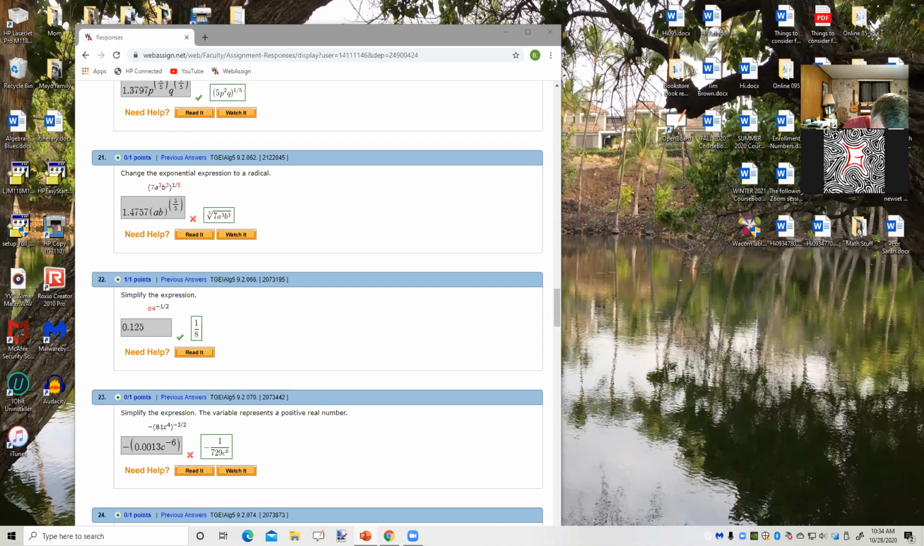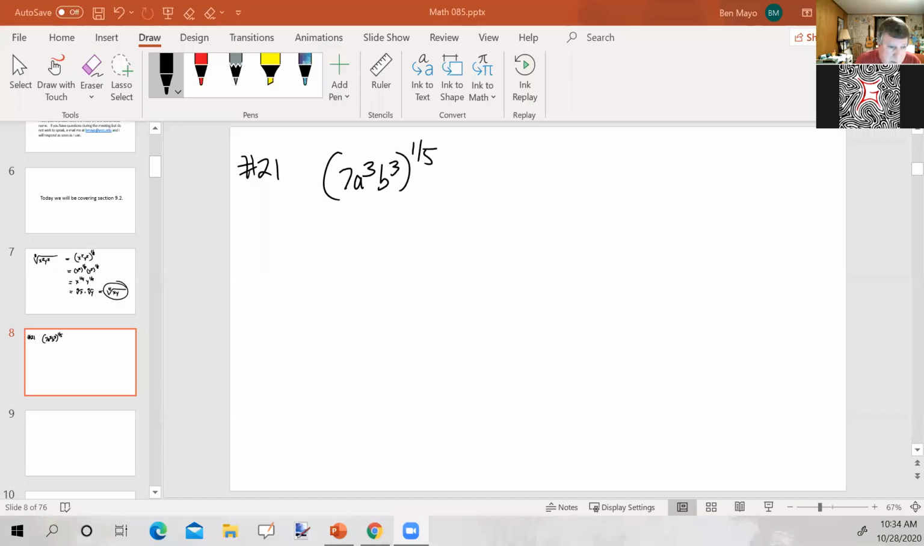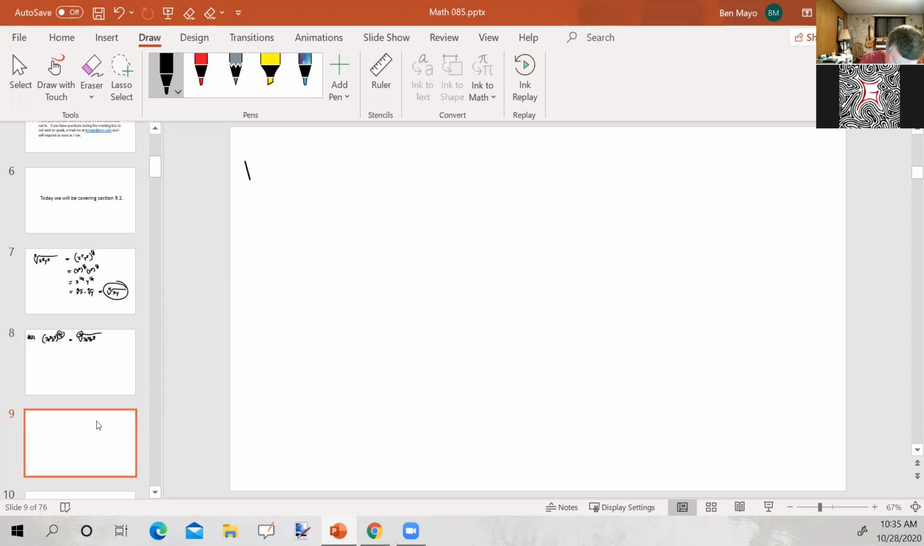Okay, so we've got 7a cubed b cubed all to the 1/5 power. So this would become the 5th root of 7a cubed b cubed. So we're changing the exponent to the index. And that's all they want you to do on that problem. Any questions there? Okay. We're going to go on to problem 23 in that same set of problems.